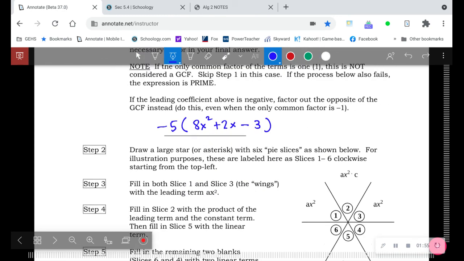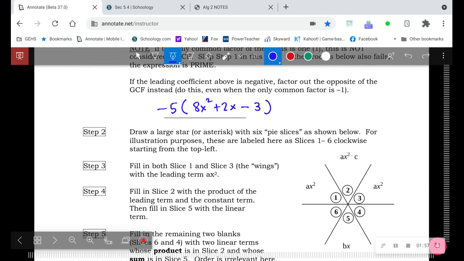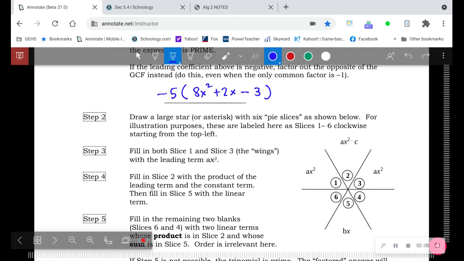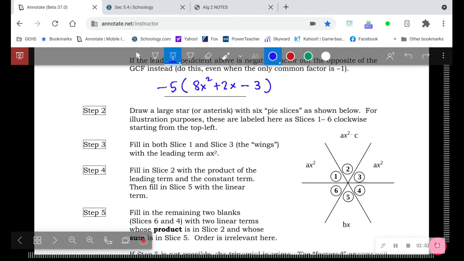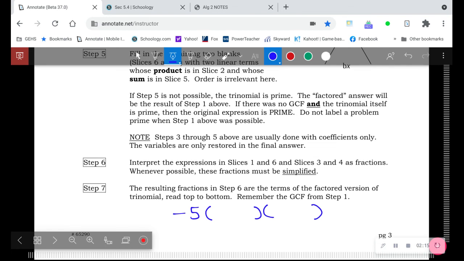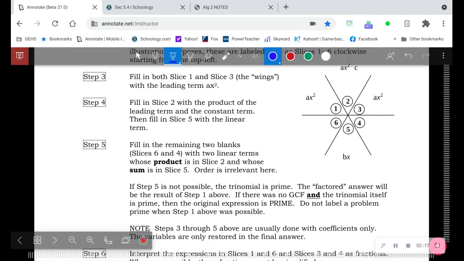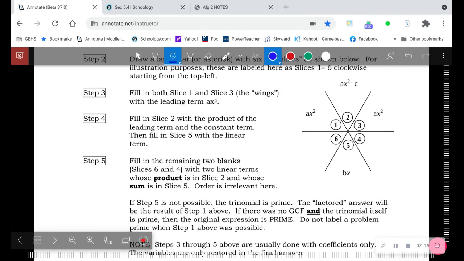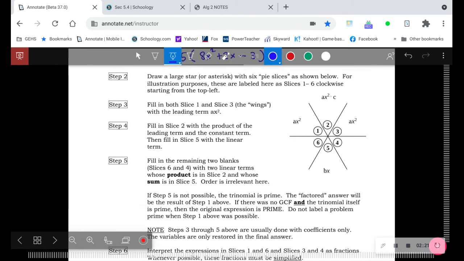But before we get to the star method, you can kind of see my little snowflake star on the side there. I'm going to go ahead and set up the answer way down at the bottom of the page. I'll use the margin down there. And we're going to keep the negative 5 as part of our answer, and we're going to break down the trinomial into these factors here. Okay, so let me go back up here, and I'll show you the star method in action.